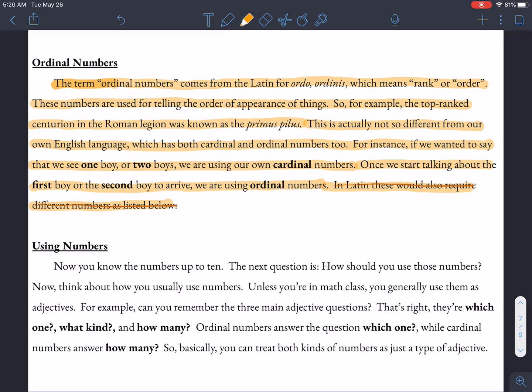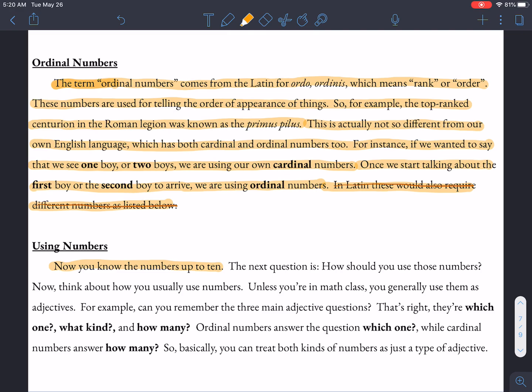All right, next section. Using numbers. Now you know the numbers up to 10. If you would like to pause the video and do a little victory dance and pat yourself on the back for knowing the numbers up to 10, please go ahead and do so. I would too, but I am teaching you.